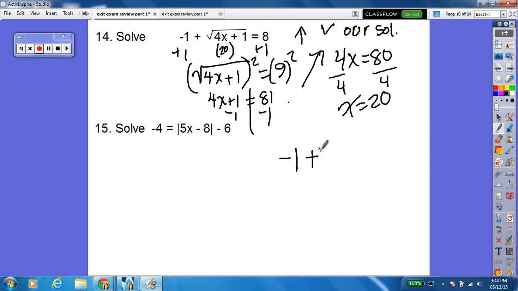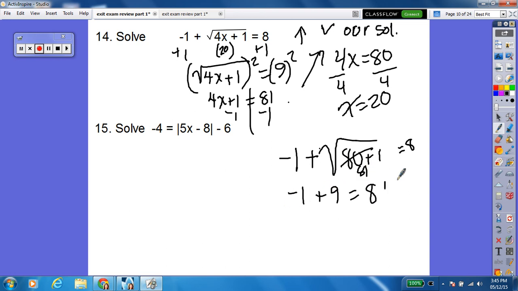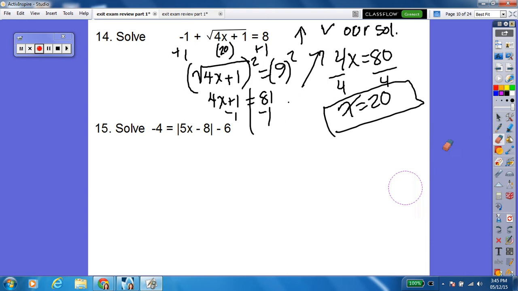Negative 1 plus square root of 4 times 20, which is 80 plus 1, equals 8. Alright, so this is 81, right? Square root of 81 is 9. And hey, negative 1 plus 9 is 8, so check. There's our solution. Okay?